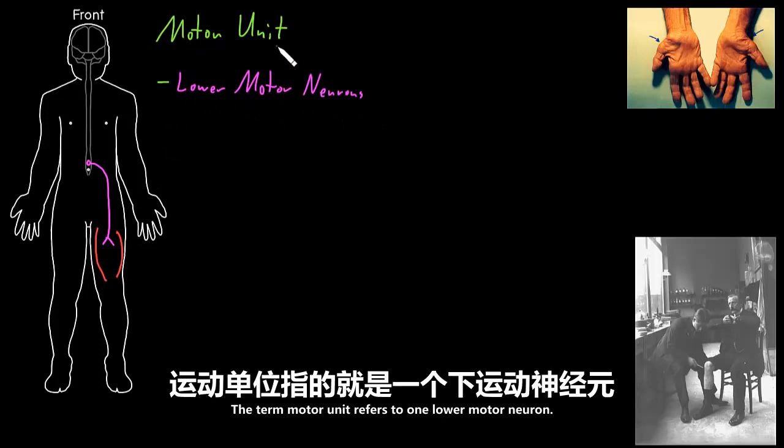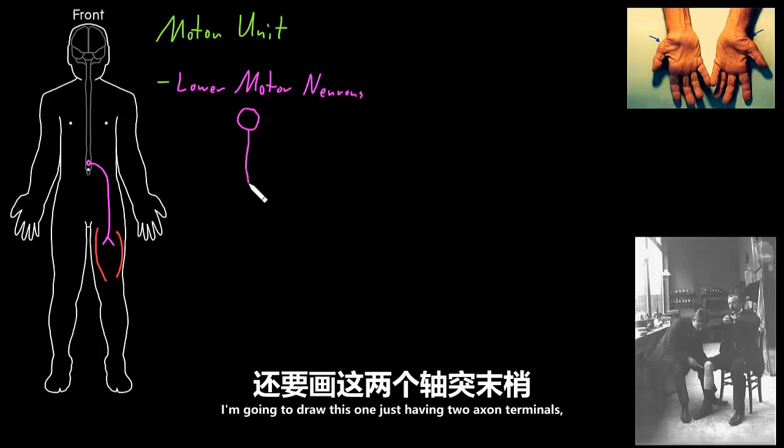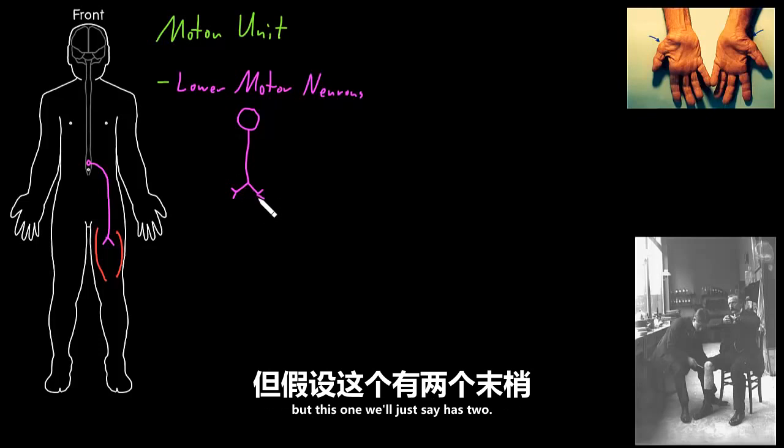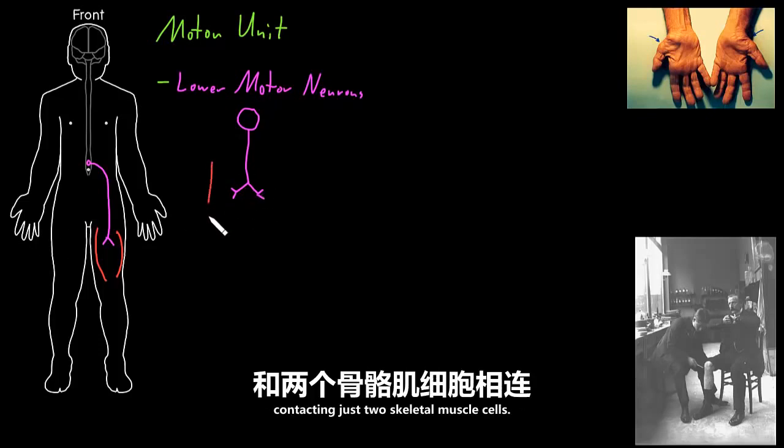Now the term motor unit refers to one lower motor neuron. So let me just draw a soma and an axon coming out of this lower motor neuron. And then I'm going to draw this one just having two axon terminals, although they can have lots of axon terminals, but this one we'll just say has two. So we'll say that this lower motor neuron is contacting just two skeletal muscle cells.